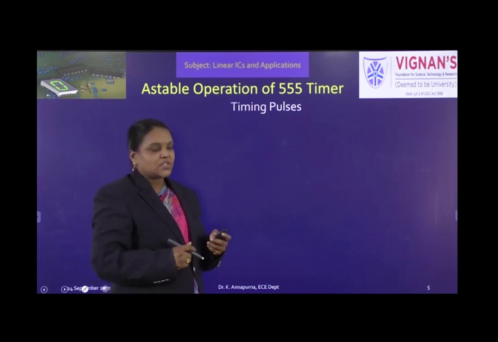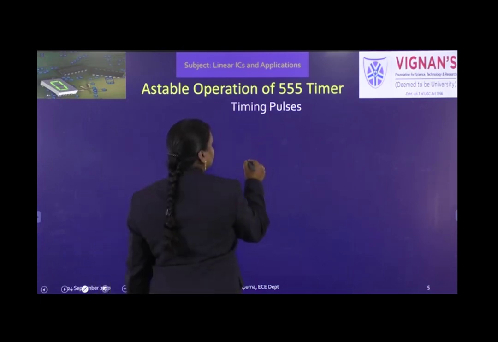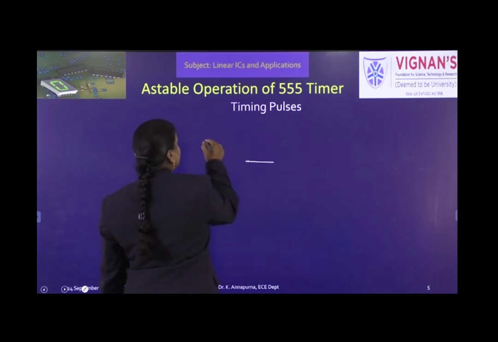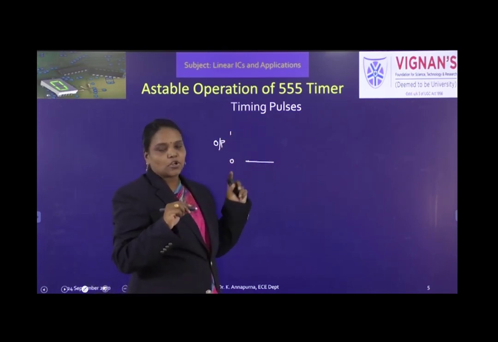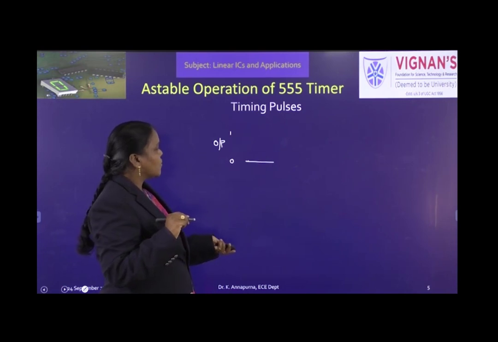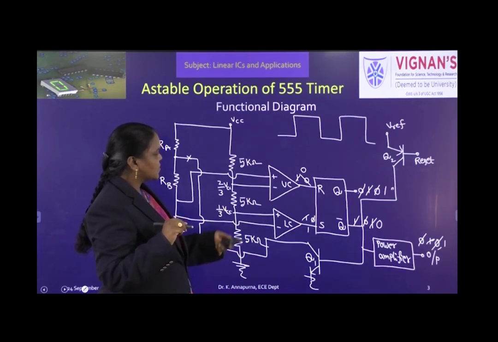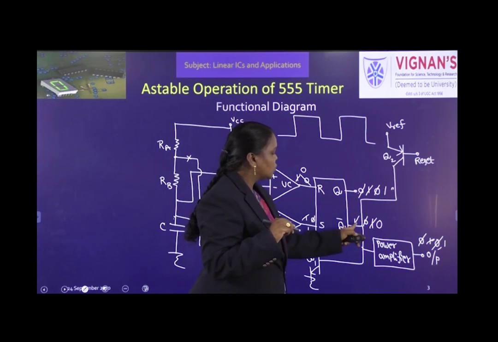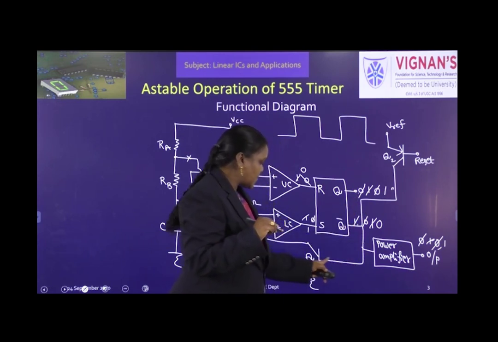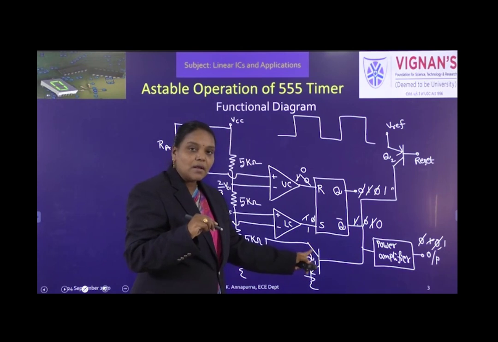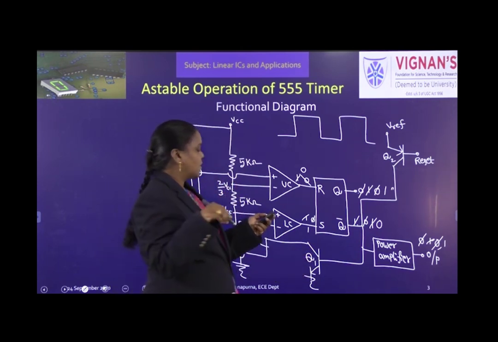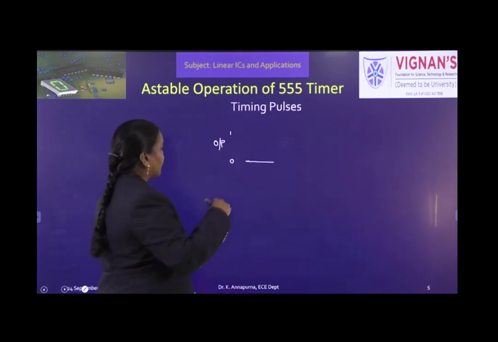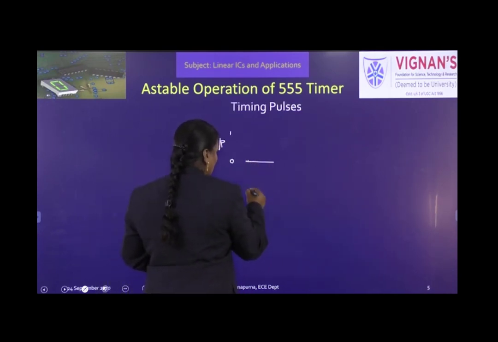Let us see the timing pulses. Initially I am assuming the output is at logic low. So when the output is logic low, what are the conditions? Q bar is 1, which means the transistor will be in on condition. So the capacitor is in the discharging path. The capacitor discharges when the output is low.